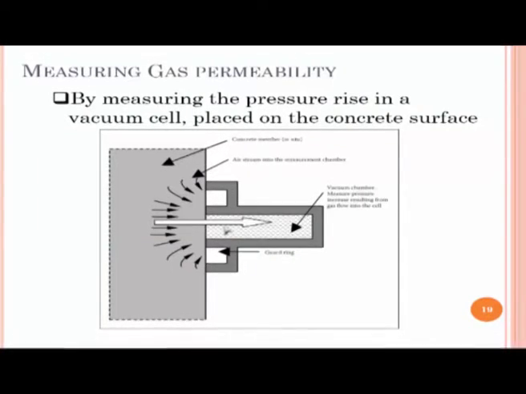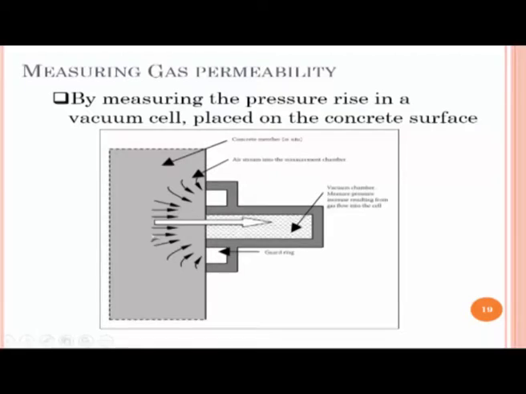Now, a similar concept of this water permeability by the German instrument is applied for the determination of gas permeability. Once again, you are measuring under a pressure head what is the penetration of your fluid into the solid. We talked about water first, in this case we are talking about gas. So what we are doing is we have this vacuum cell which is placed on the surface. You are evacuating the region close to the surface.